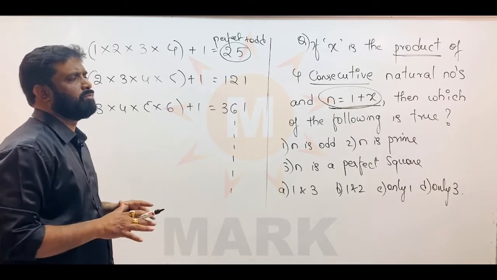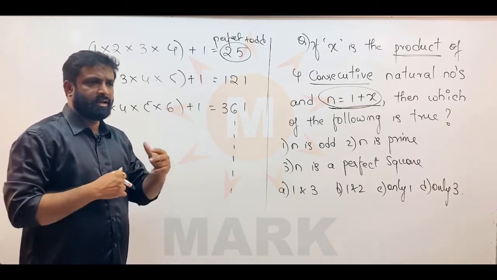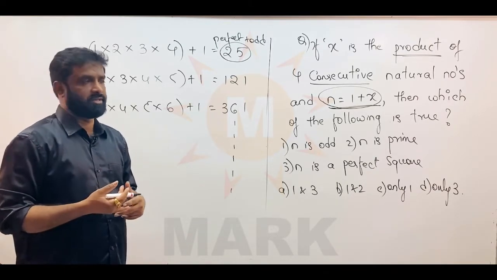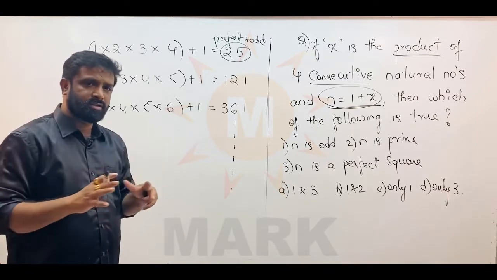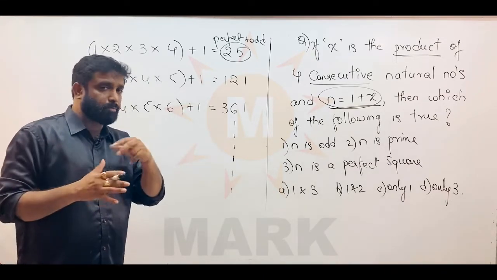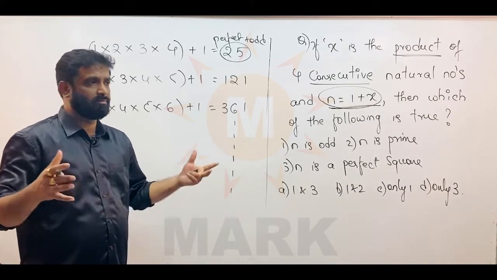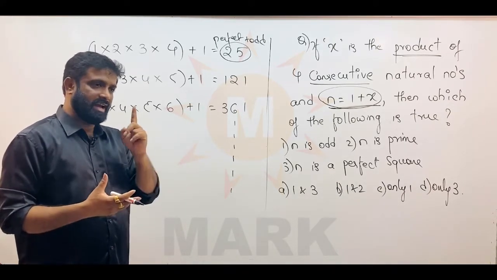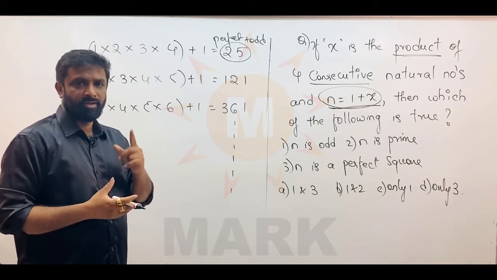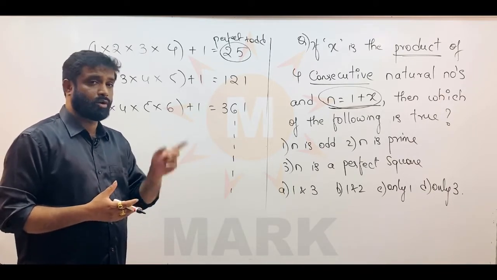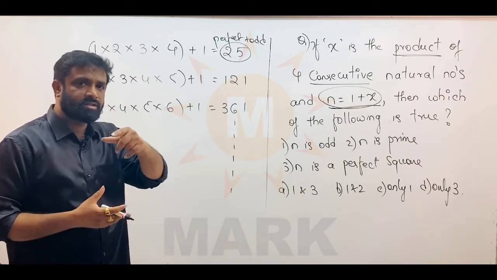So this is one of the most beautiful properties that is repeatedly asked in the examinations. You take any 4 consecutive natural numbers and multiply them, you get a product, and add 1 to that product. You will get a perfect square. Not only is it a perfect square, it is also an odd number.